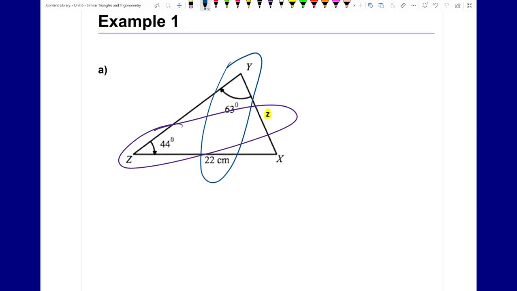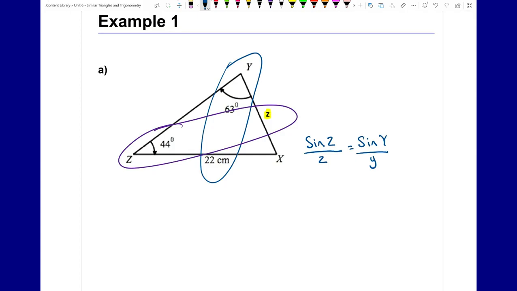So here we're going to write out our ratio or our sine law. So it's going to always be the ratio of an angle, or the sine of an angle, divided by the side length, equals another ratio of a sine of an angle divided by its side length.